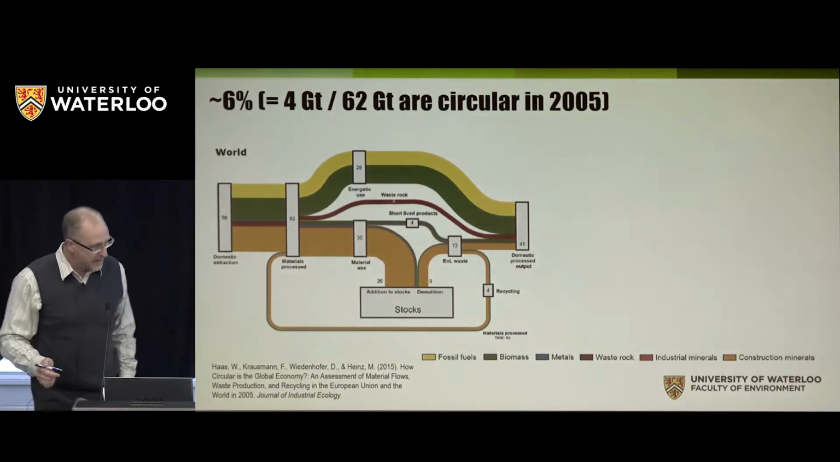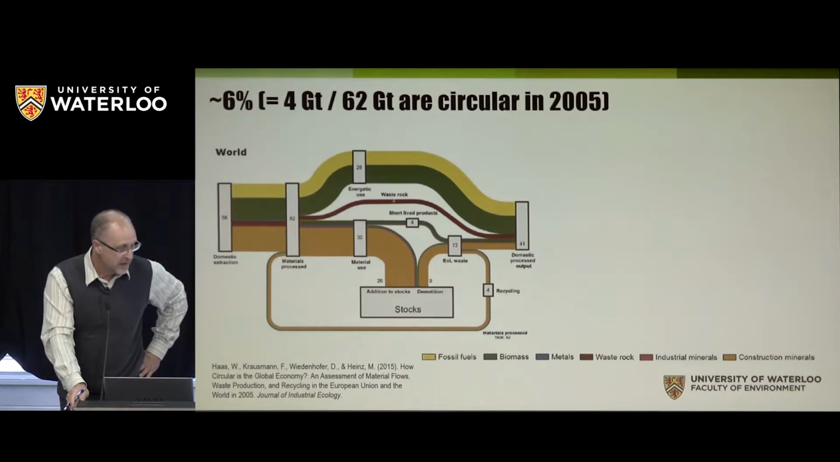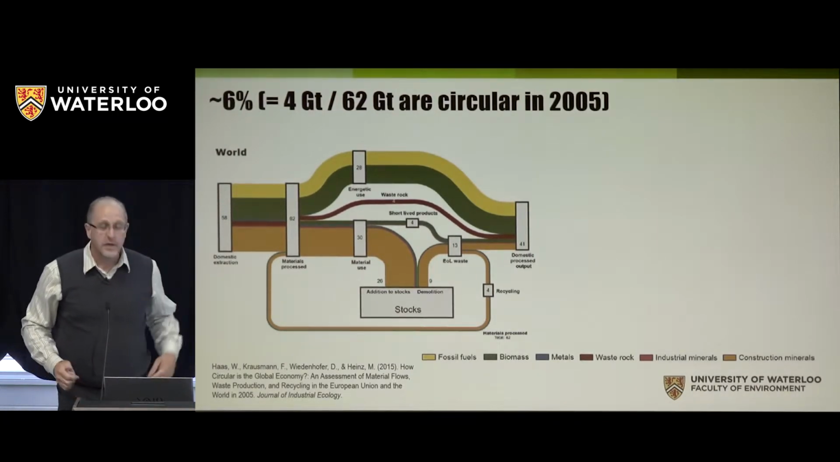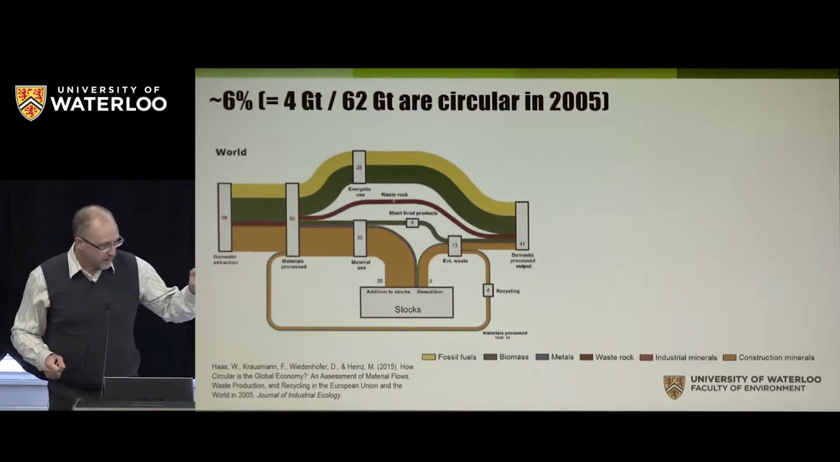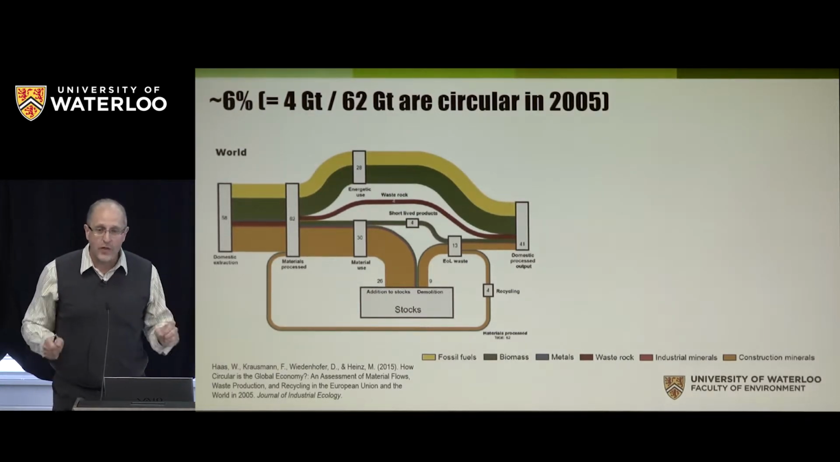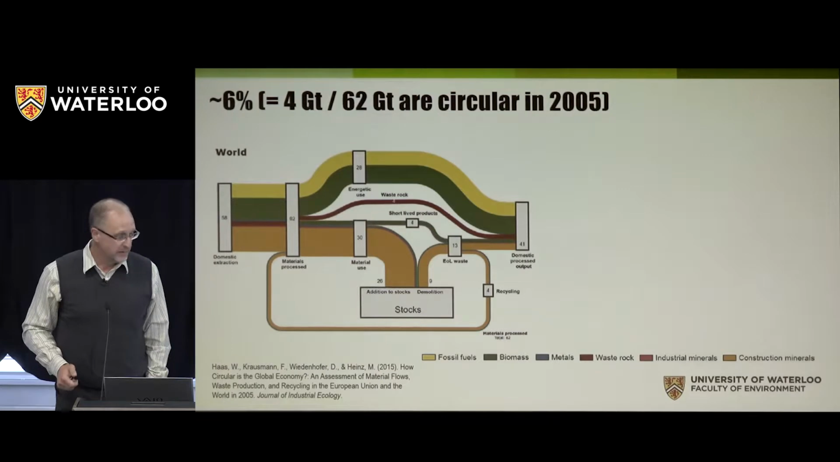A study out of Vienna determined that about 6% of the world's materials, as of 2005 when they did the assessment, are circular. You can see from this Sankey diagram, on the left-hand side you have the extraction processes, but interestingly the yellow is fossil fuels and the green is the biomass. Pretty much all that gets combusted. It's not circular. It goes through once and it ends up on the right-hand side as output. But it is material that we're extracting from the ground.